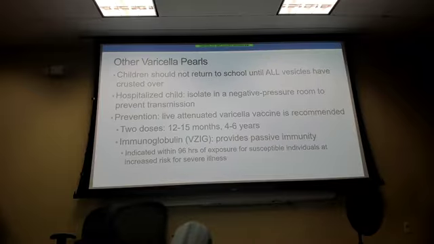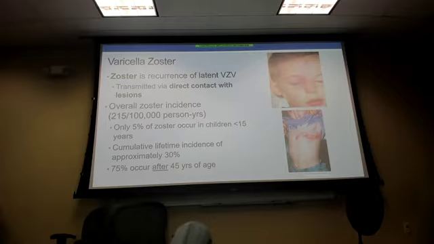Again, children don't go back until everything is crusted over. That's the biggest thing. If they are hospitalized, they get the negative pressure rooms because this one spreads and is highly contagious as well. They get their dose, same amount of time, separated at the year because we're trying to prevent what? Febrile seizures, yep, for MMRV together, and then together when they are a little bit older. Your passive immunity, you have that option for this.